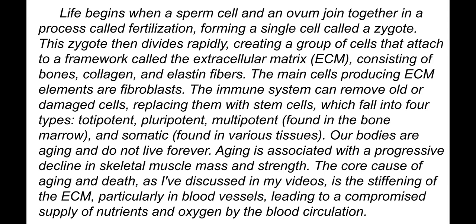The immune system can remove old and damaged cells, replacing them with stem cells, which fall into four types: totipotent, pluripotent, multipotent, and also somatic stem cells. Our bodies are aging and do not live forever, unfortunately. We have to understand why. Aging is associated with a progressive decline in skeletal muscle mass and strength.